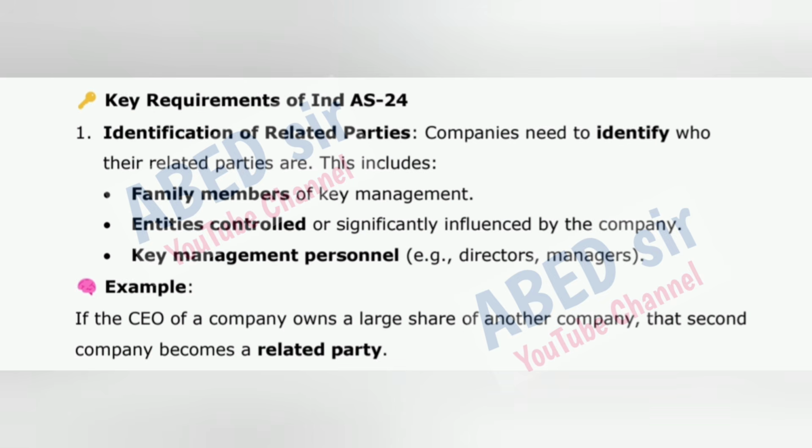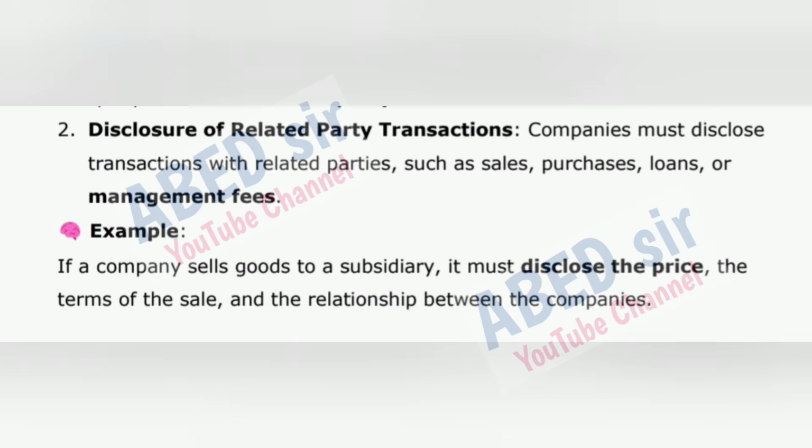Key requirements of IND AS 24. 1. Identification of related parties. Companies need to identify who their related parties are. This includes family members of key management, entities controlled or significantly influenced by the company, key management personnel, for example, directors, managers. Example: if the CEO of a company owns a large share of another company, that second company becomes a related party. 2. Disclosure of related party transactions.